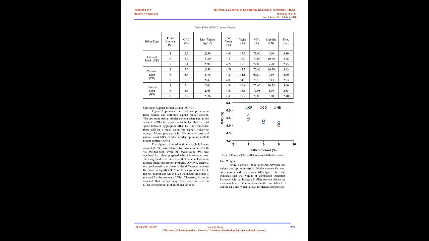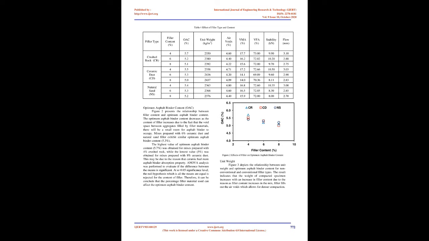The tensile strength ratios were calculated using the following equation: TSR equals ST cond divided by ST uncond, (2), where TSR equals tensile strength ratio, percent; ST cond equals average tensile strength of conditioned sample, kPa; ST uncond equals average tensile strength of unconditioned sample, kPa. D. Statistical analysis using ANOVA.